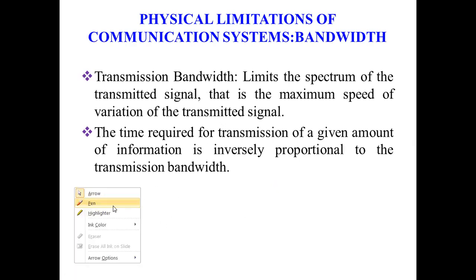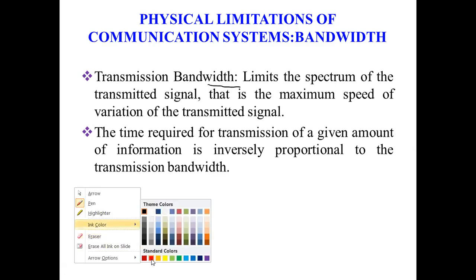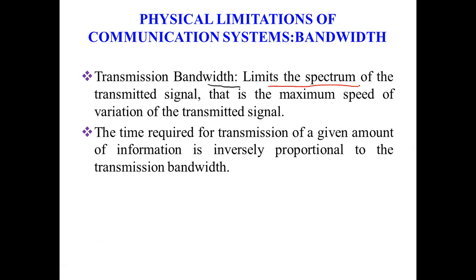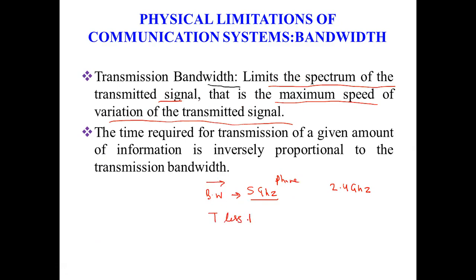So we have a transmission bandwidth. What does this transmission bandwidth do? We have a frequency spectrum of the transmitted signal, and this will define the maximum speed of variation. Nowadays you have 5 gigahertz in your phone; earlier it was 2.4 gigahertz. So this is basically the bandwidth of the frequency signal. The more the bandwidth, the less the time, because time is inversely proportional to frequency.